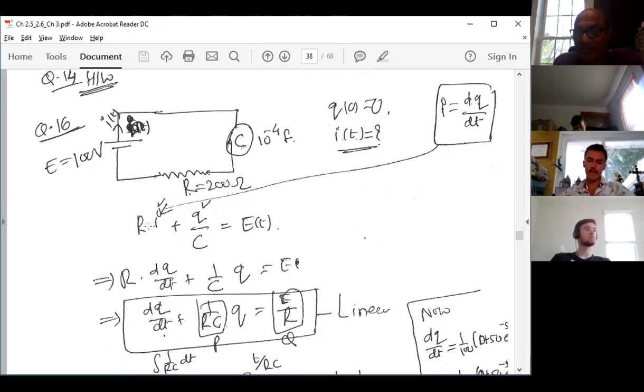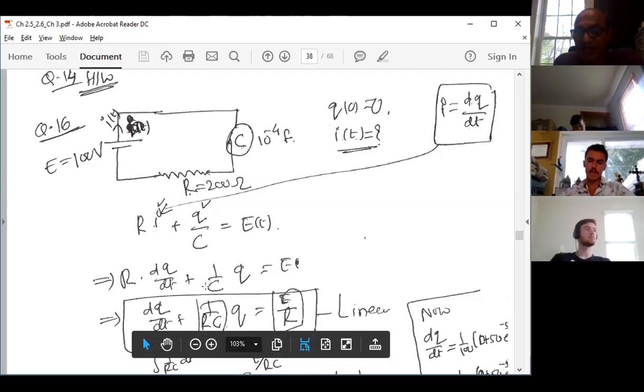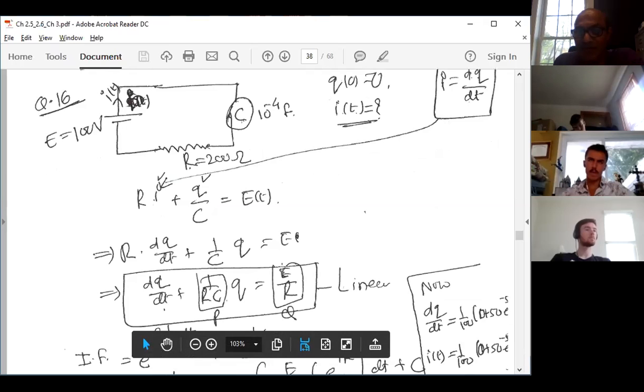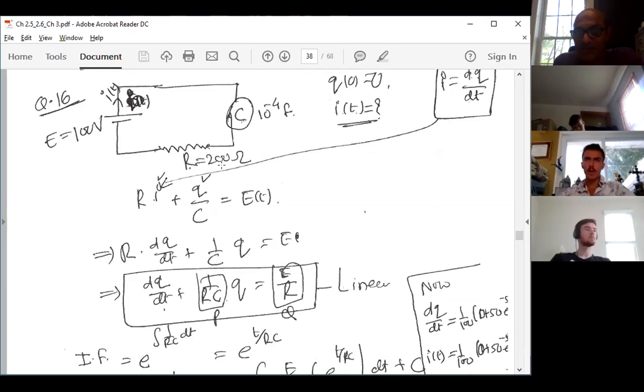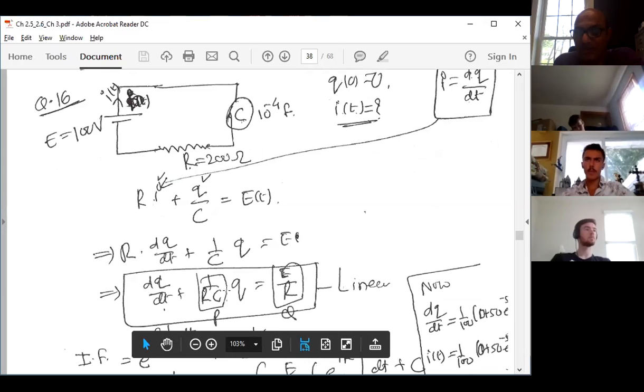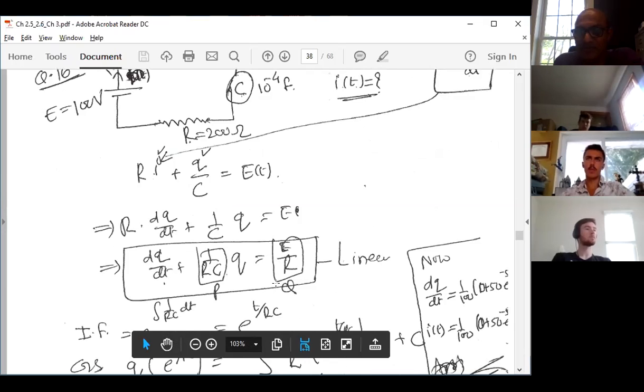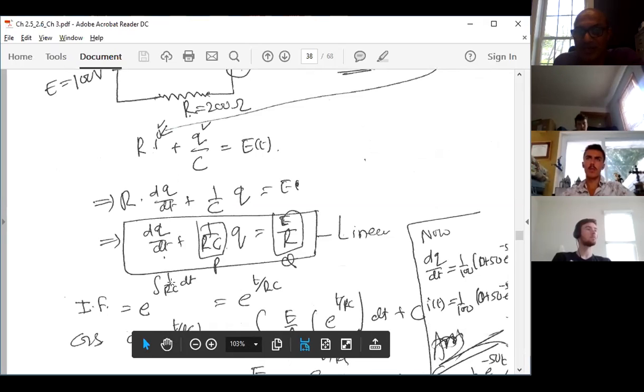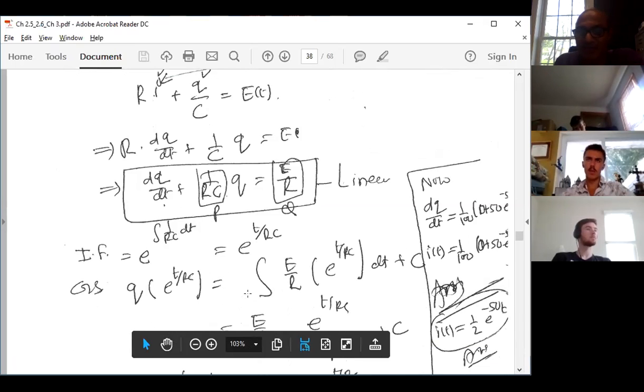Anyway, right now I have converted this one in terms of Q. So R dq by dt plus 1 over C Q equal to E. If you divide by R, a non-zero constant, you get dq by dt plus 1 over RC Q equal to E by R. Again, a linear differential equation with P and Q. So the integrating factor is e to the power integration of 1 over RC dt, which is e to the power t over RC.